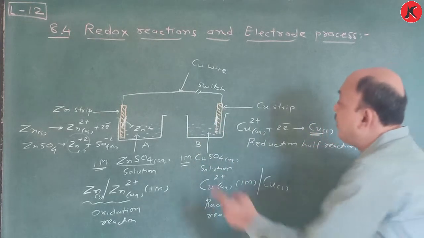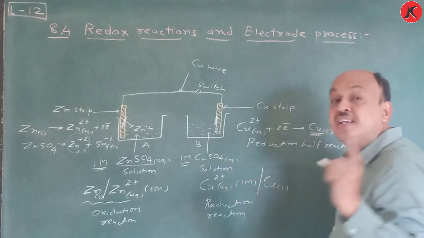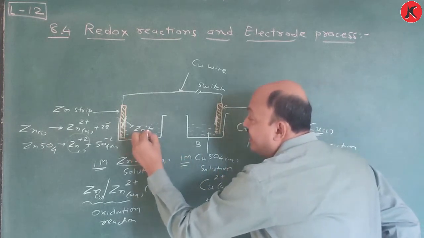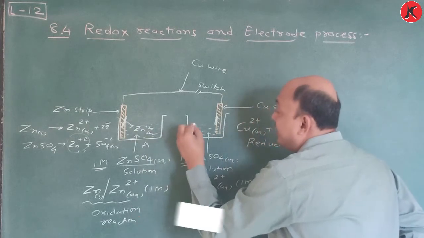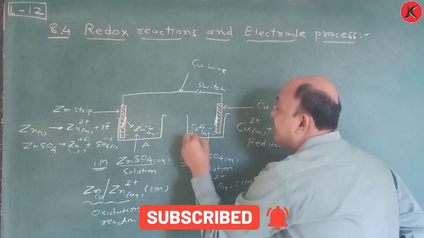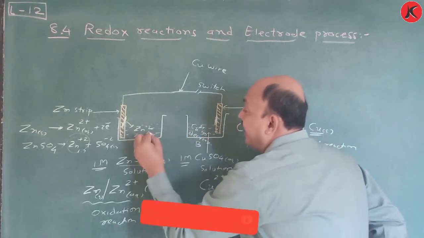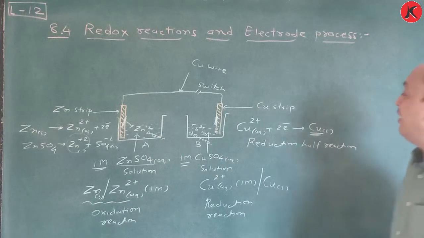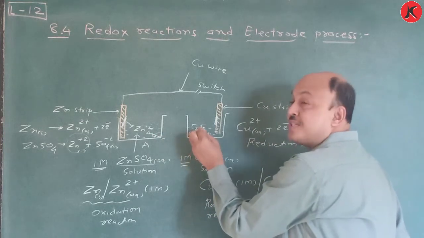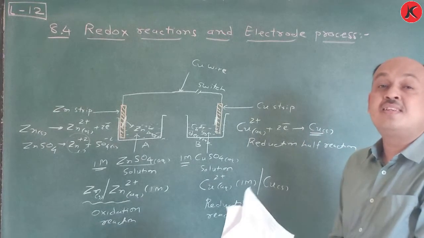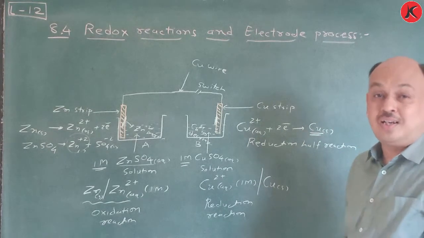Remember this one. So here what happened? Cu plus 2 ion decreases. Here Zn plus 2 ion increases. But here Cu plus 2 ion decreases. Write down this way. So what happened? Here the concentration of Cu plus 2 is decreased. Here the concentration of Zn plus 2 increases. That means the cell does not work.